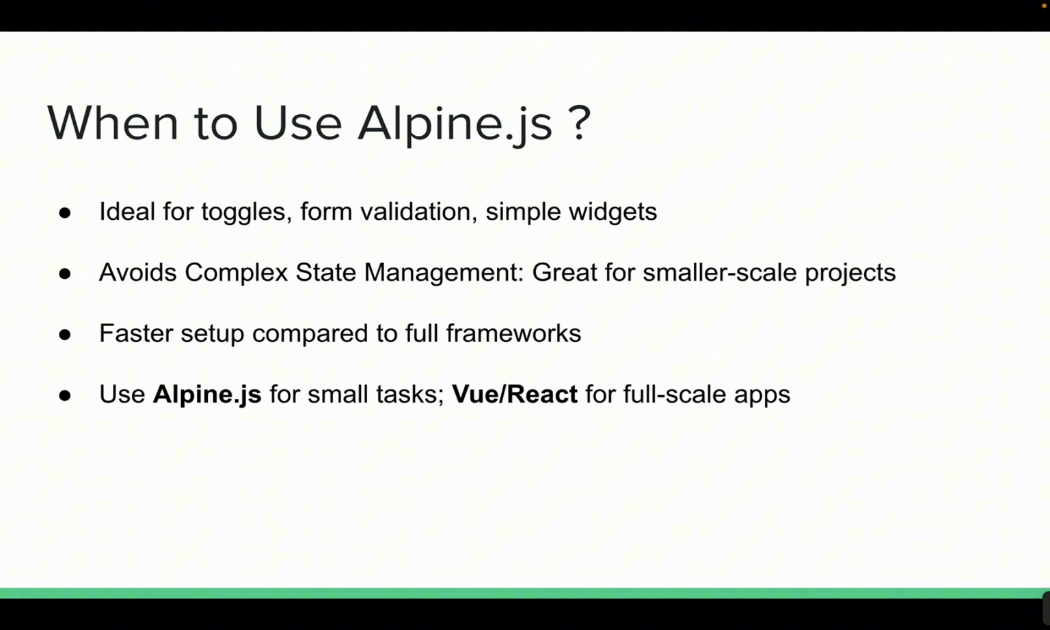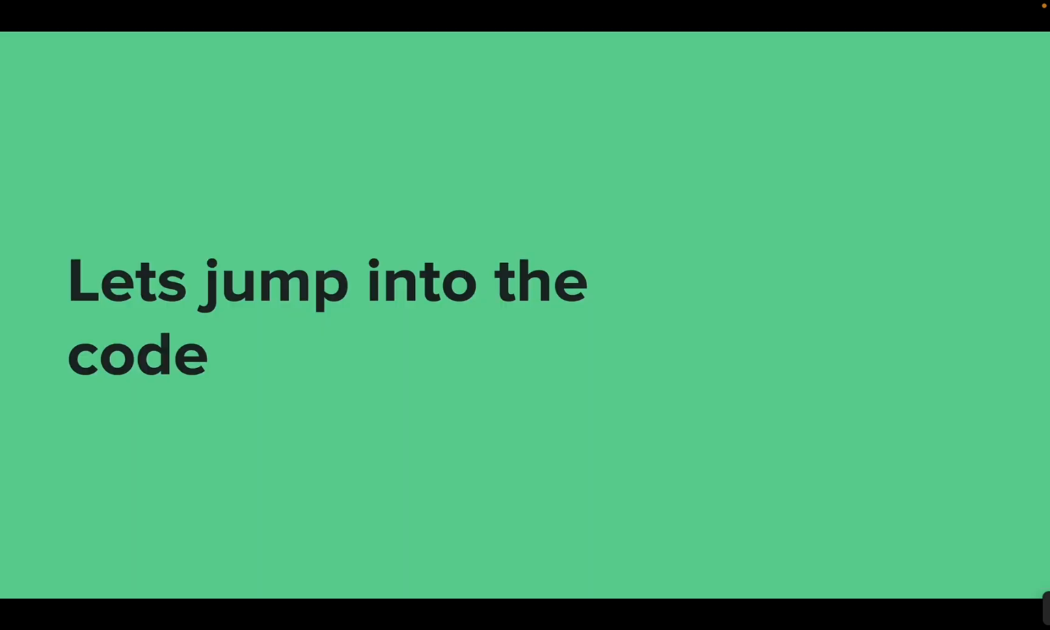When to use Alpine.js? Alpine.js shines for projects needing light interactivity like toggles, form validation, or simple widgets, without the need for complex state management. If you're building a full app, you might need to reach for a full framework like Vue, React, or Angular. But for smaller tasks, Alpine.js is faster and more straightforward. So let's jump into the code and let's get started with Alpine.js.